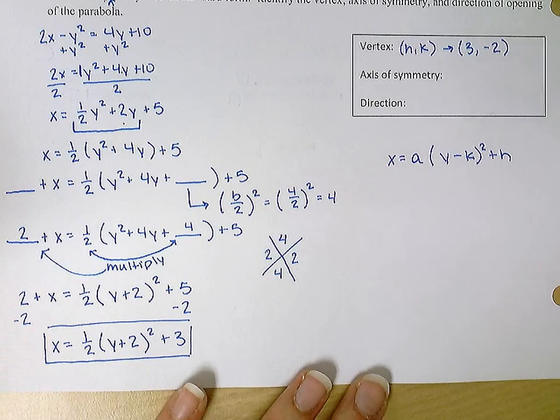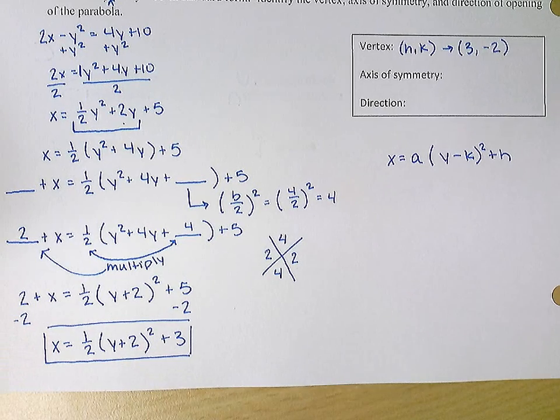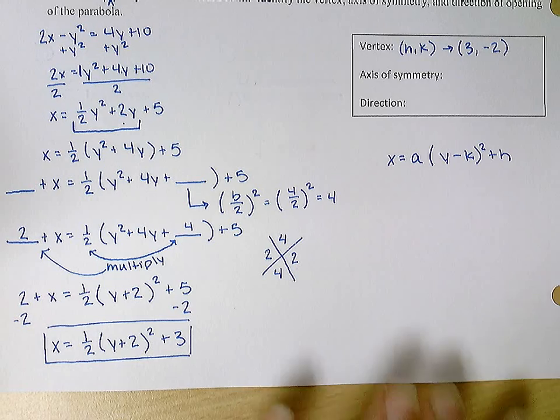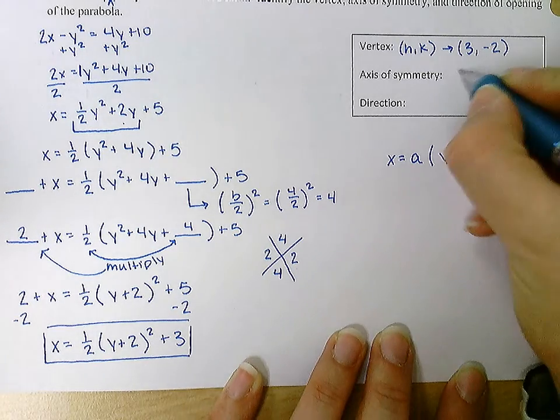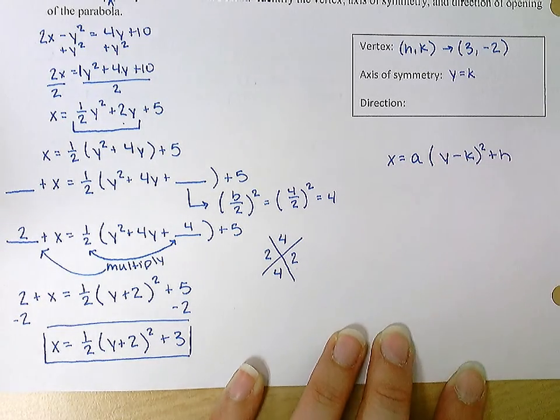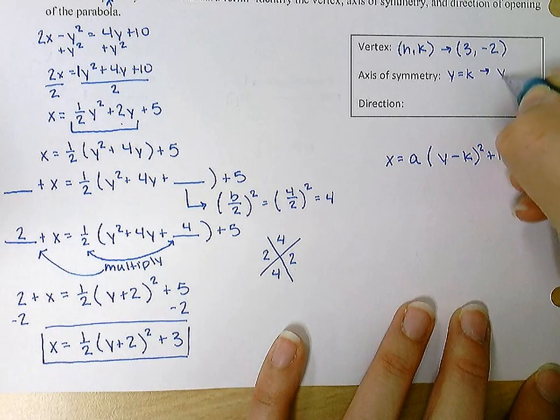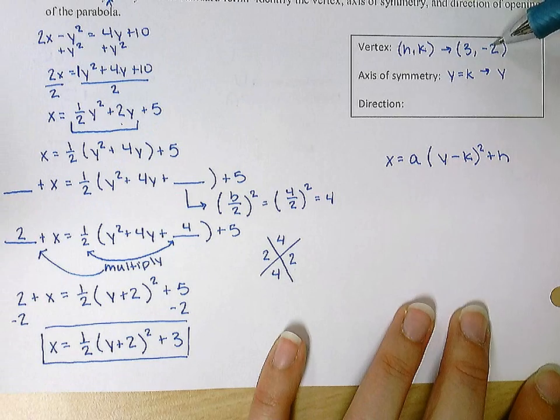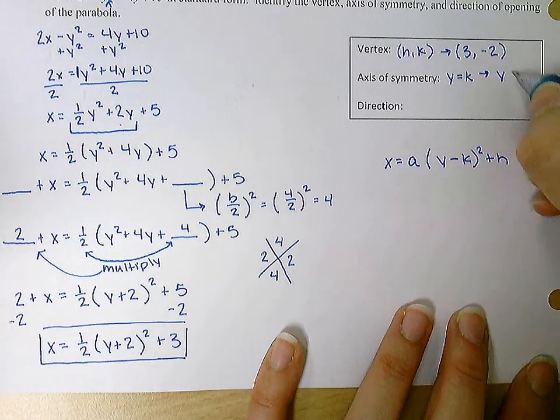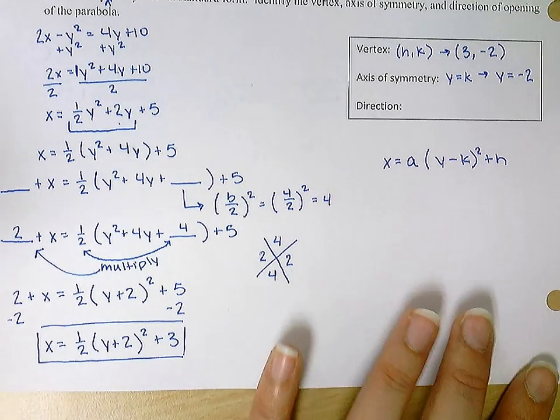Then our axis of symmetry, again, we're looking on the right-hand column on the front of your note sheet. Your axis of symmetry is y is equal to k. And we had k is -2, so we'll have y is equal to -2.